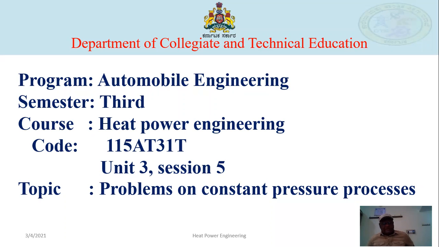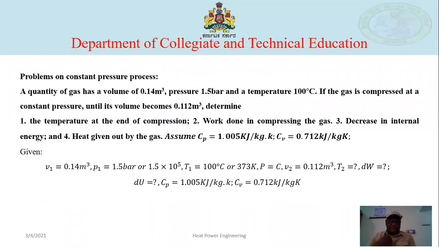Then this process obeys Charles law. Then the third one, change in enthalpy is equal to m cp into (T2 minus T1), and work done is equal to P into change in volume. These were the information given to you in accordance with the constant pressure process in the previous class. Now, let us look into this problem.